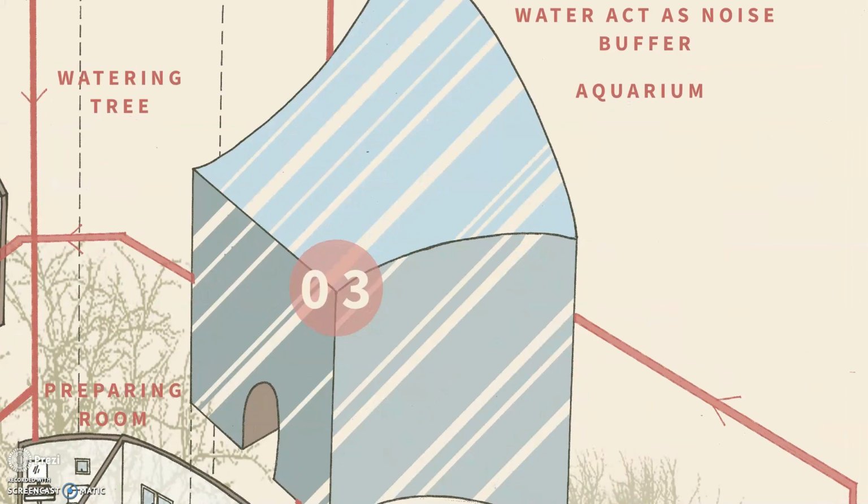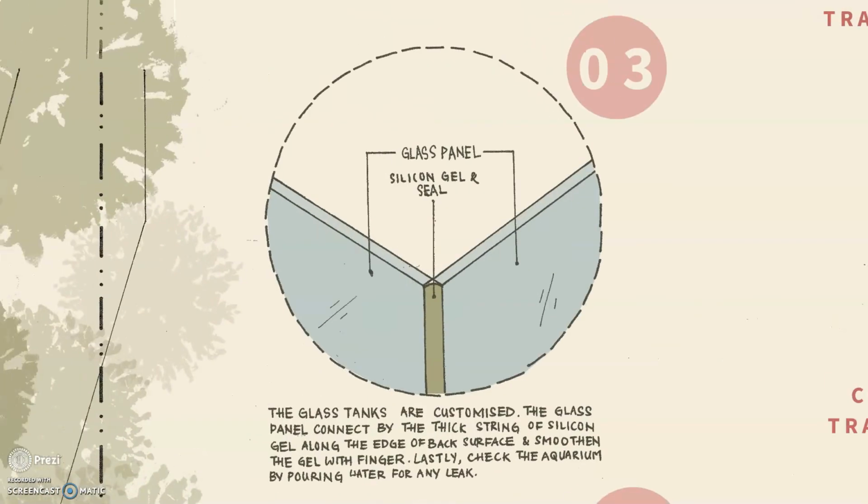The construction of the aquarium will be made of glass tanks connected by a thick string of silicone gel along the edges of the back surface, and smoothen the gel with a finger. Lastly, check the aquarium by pouring water for any leakage. There will be a steel structure to carry the aquarium too.